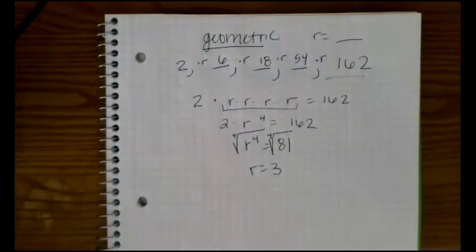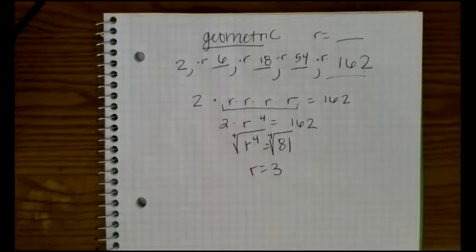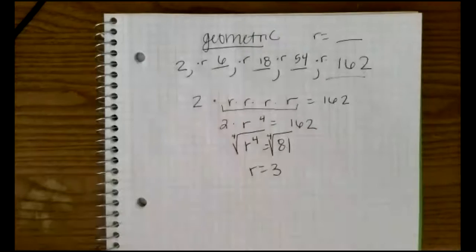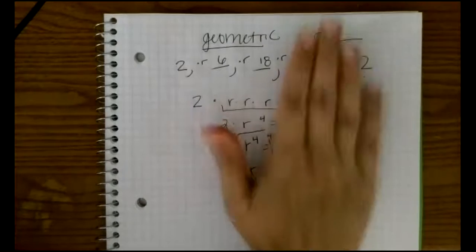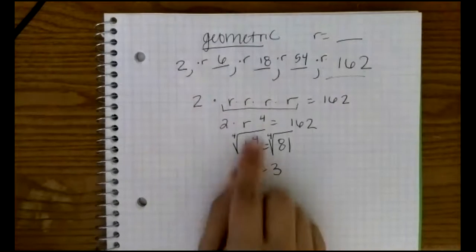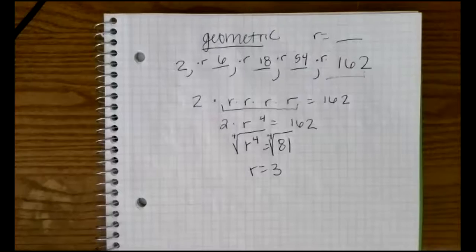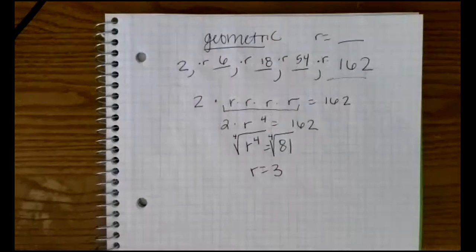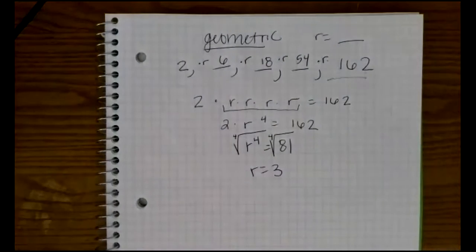So just setting up an equation similar to what we did. Now, all the ones on this slide are missing 3 terms. So all the ones on this slide are going to come out to be r to the 4th. But if there were only 2 terms missing, it would be a different r amount. So you would just want to count how many times you're multiplying by the common ratio to get there. Okay.